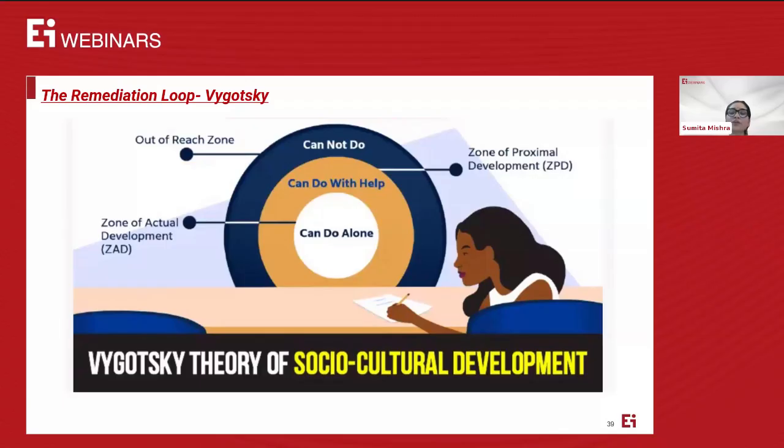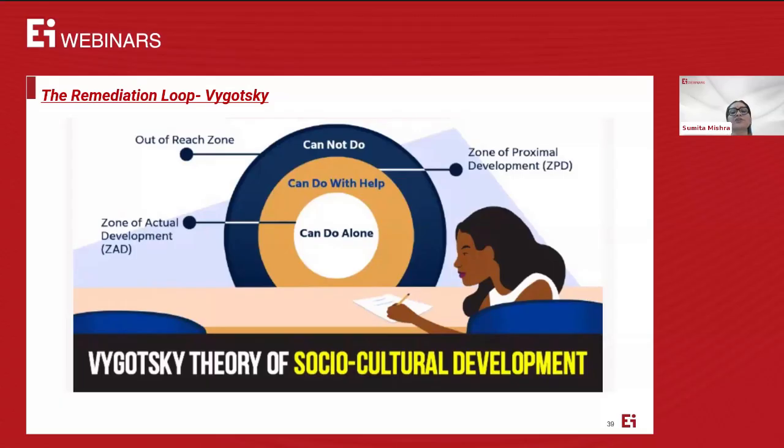The zone of can do alone is the zone of actual development. This is the zone where a student is very confident. He does not need any help and knows all the concepts. The outermost zone is the cannot do zone. This is the zone of distal development. Here, students are learning concepts that they are not ready to grasp yet. It is definitely beyond their comprehension and cognition level.